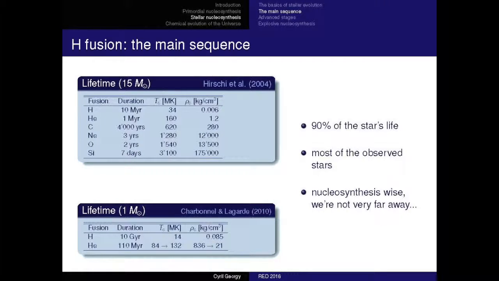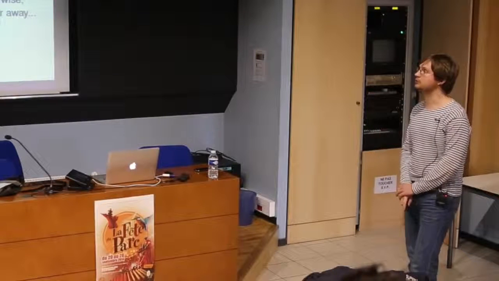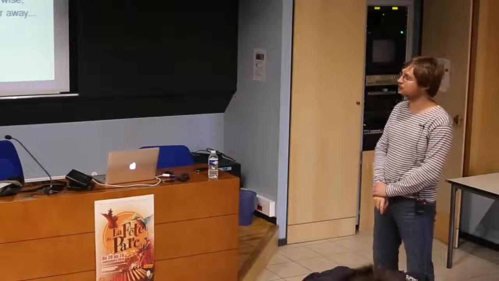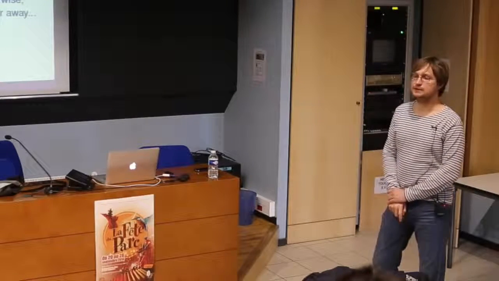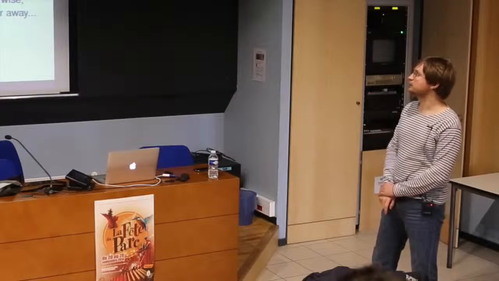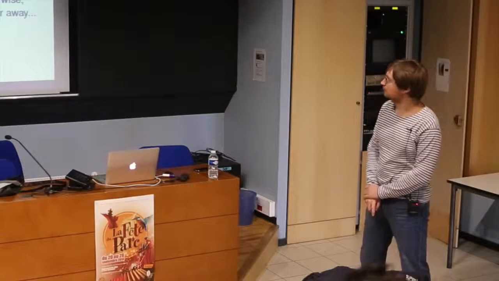So statistically, if you observe a star, the biggest probability is that you find a star that is burning hydrogen, and very few of them are in an advanced stage. So typically 10% of stars are out of the main sequence, and this is why most of the stars are lying in this diagonal in the Hertzsprung-Russell diagram.